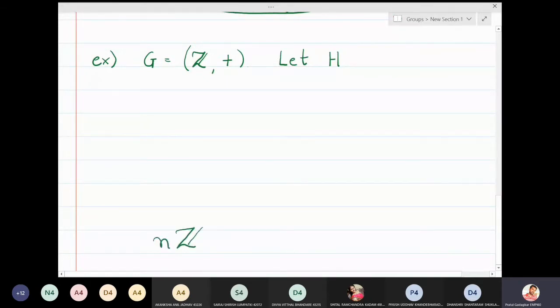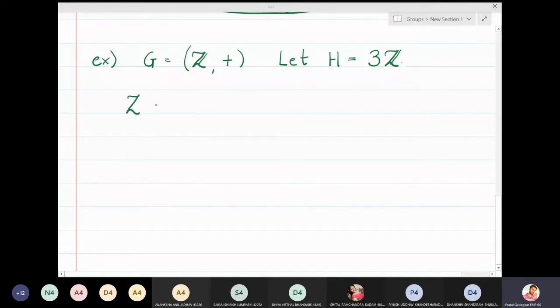The subgroups are given by nZ. So 2Z, 3Z, 4Z, 5Z, all are what? All are subgroups of Z. This we have covered in our previous videos also, right? So I will now choose the subgroup, I will simply choose the subgroup 3Z.